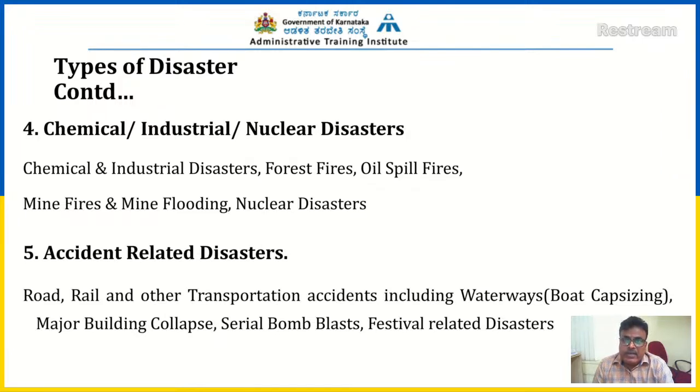It can also include forest fires and oil spills, particularly in seas where they were carrying crude. That happened in 2010 in Karwar, an oil spillage. Finally, they were struggling to remove the oil from the surface of the sea. Mine fires happen almost every year. Mine flooding is there. Nuclear disasters have happened. All these come under chemical, industrial, and nuclear disasters. You can quote many more examples, but I will stop here.